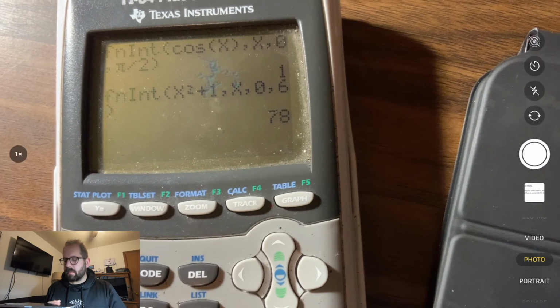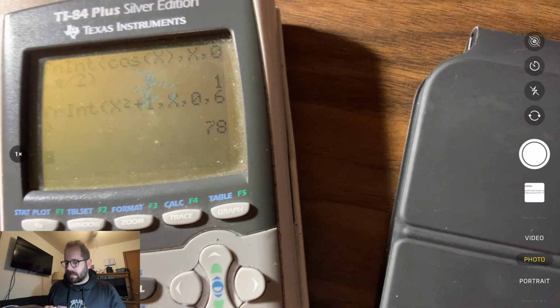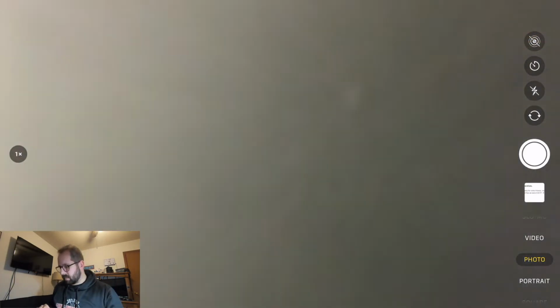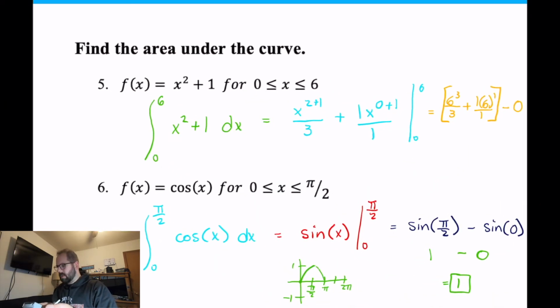So kind of clever way to do these. But these graphing calculators can do a lot. I mean, this is an old calculator. My calculator that I'm using here is 20 years old. I had it when I was in school.